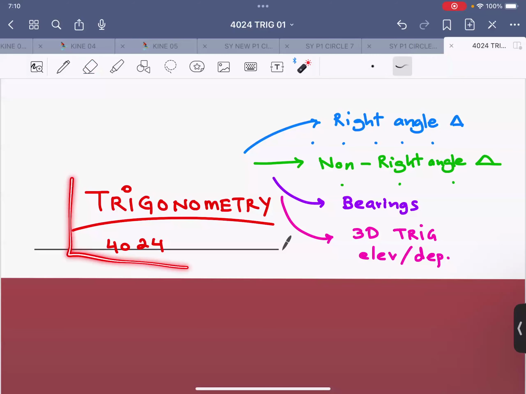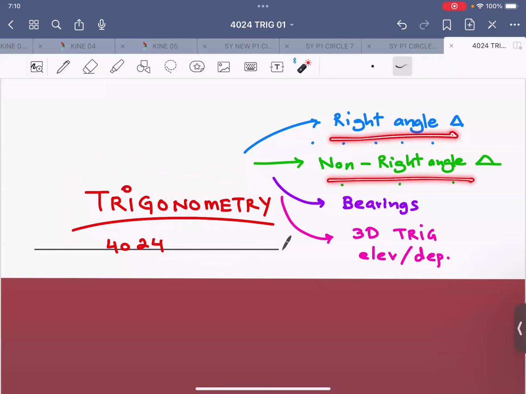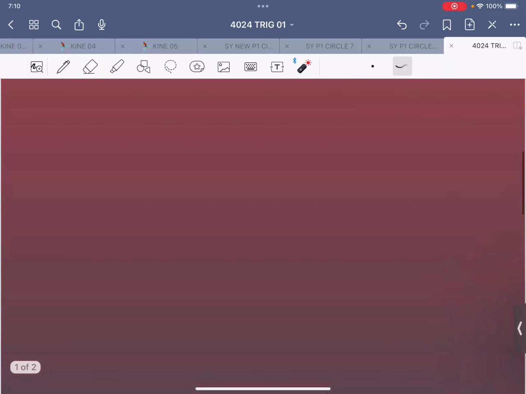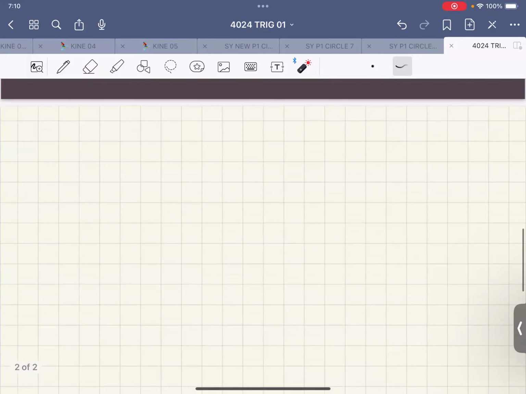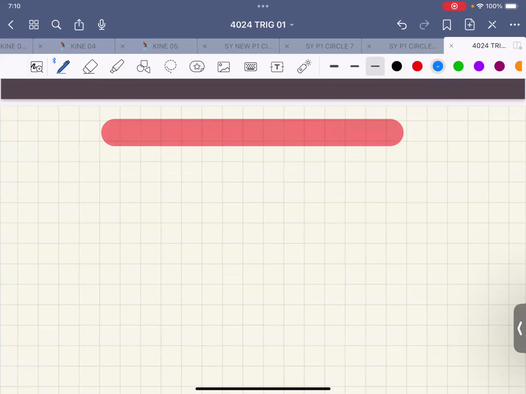We are starting with trigonometry, and in trigonometry, we'll be talking about right angle trigonometry, non-right angle trigonometry, bearings, and 3D trigonometry, which is about elevation and depression and the angles related with it. Now, first of all, let us get started with the idea of a right angle trigonometry.